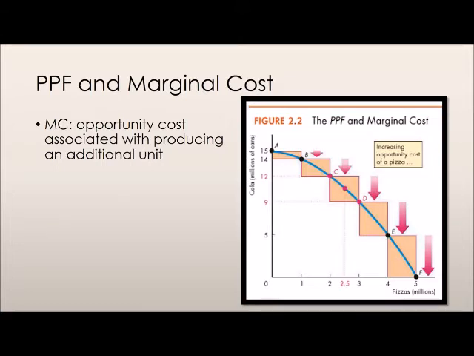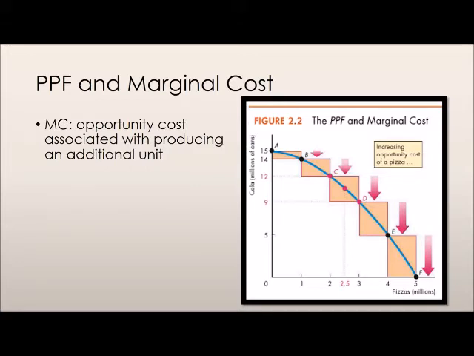The first new concept is known as marginal cost. Marginal cost is the opportunity cost associated with producing an additional unit of a good. In the graph to the right, we are assuming that we have an economy that produces only cola and pizza. The opportunity cost of producing more pizza is different on every point on the frontier. In fact, as we produce more pizza, we have to give up more and more cola every time.